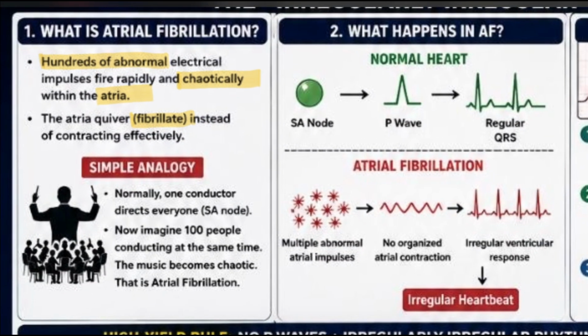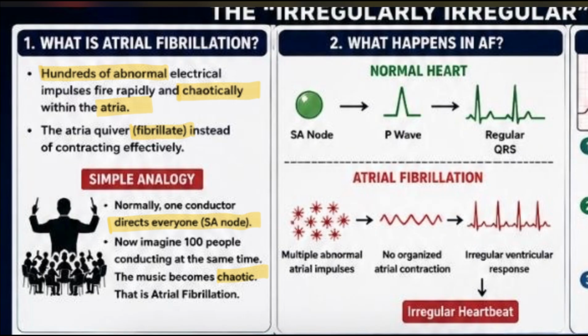Imagine an orchestra. Normally one conductor directs everyone, and that conductor is the SA node. Now imagine 100 people conducting at the same time. The music becomes completely chaotic, right? In the same way, in the heart the current will pass chaotically. That's why we call it atrial fibrillation.